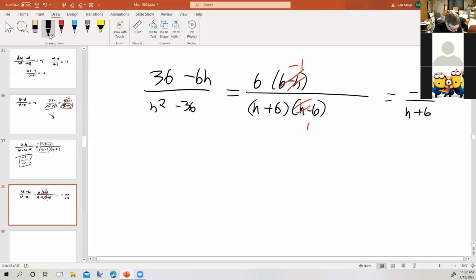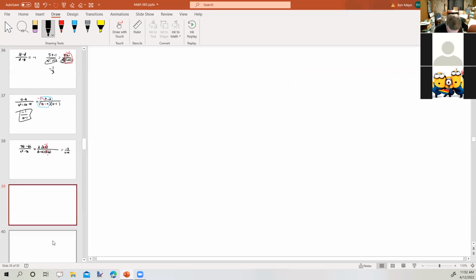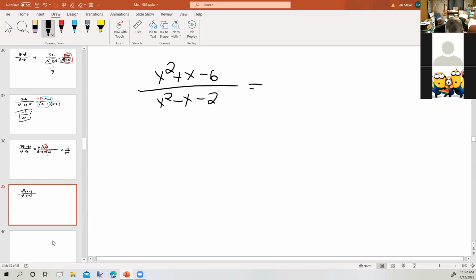Okay. Now, take a look at this. Let's see how much time we've got. We're doing well. Let's see, plus. So that's x squared minus x minus 2. It says simplify. If the expression cannot be simplified, write does not simplify.